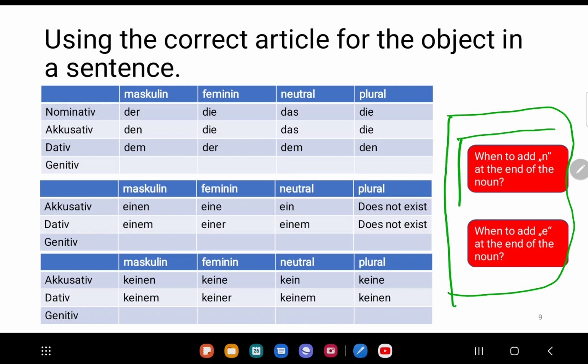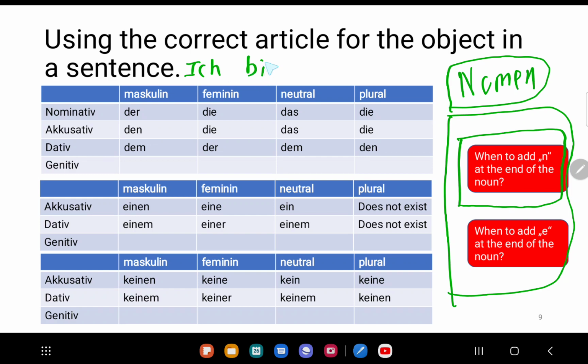So my question for you is, whenever you are using a noun, or Nomen, with an article, you sometimes also have to make changes to the ending of the noun. One famous example is, how do you say you are at home? In German you will say ich bin zu Hause. If you want to say I'm going home, you will say ich gehe nach Hause.